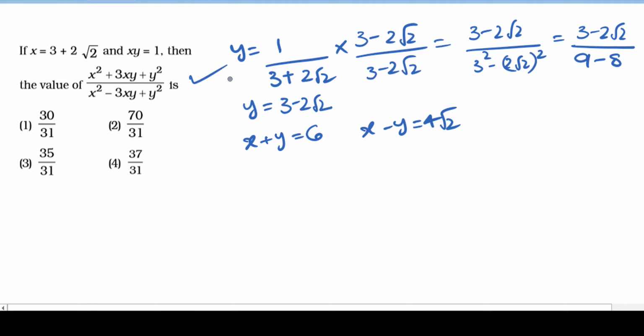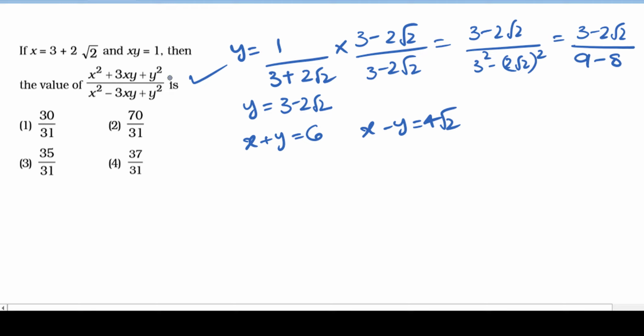Now they have given the expression. Obviously we can't directly substitute the x value and y value in this expression. I mean, you can substitute, but it takes so much time. Probably your exam might finish. So let's not do that. Let's try to do something simple.